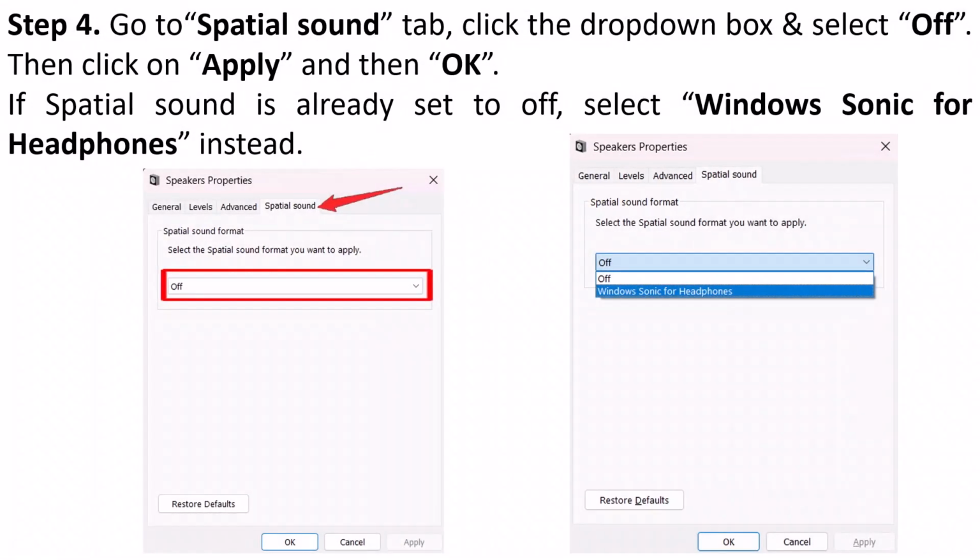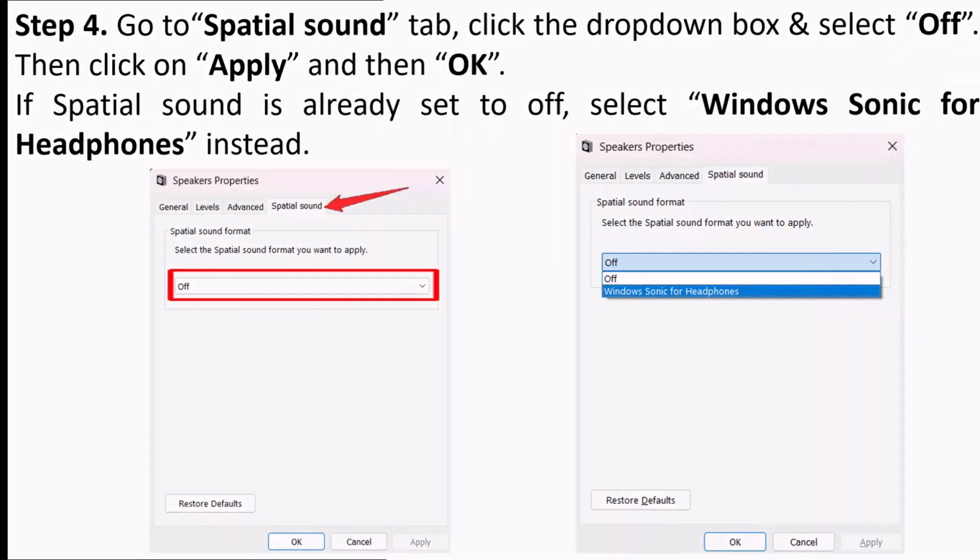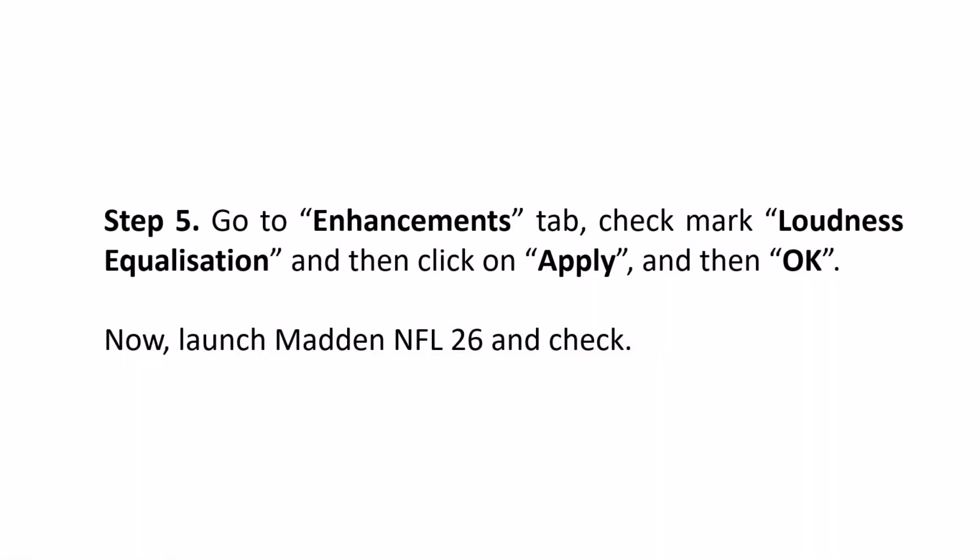Now go to the Spatial Sound tab, click the drop down box and select Off, then click on Apply and then OK. If Spatial Sound is already set to Off, then select Windows Sonic for Headphones instead. Then go to the Enhancements tab, check mark Loudness Equalization and then click on Apply and then OK.